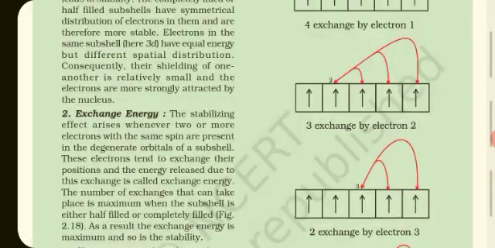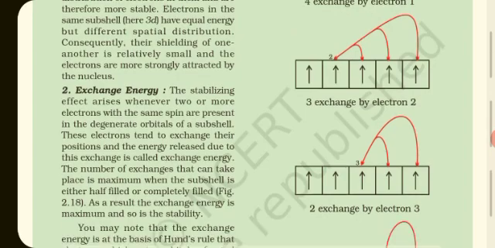Second, exchange energy. The stabilizing effect arises whenever two or more electrons with the same spin are present in the degenerate orbitals of a subshell. These electrons tend to exchange their positions and the energy released due to the exchange is called exchange energy. The number of exchanges that can take place is maximum when the subshell is either half filled or completely filled. As a result, the exchange energy is maximum, and so is the stability.